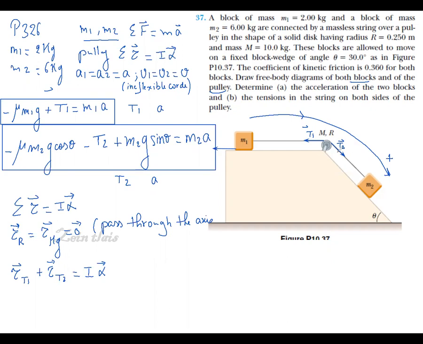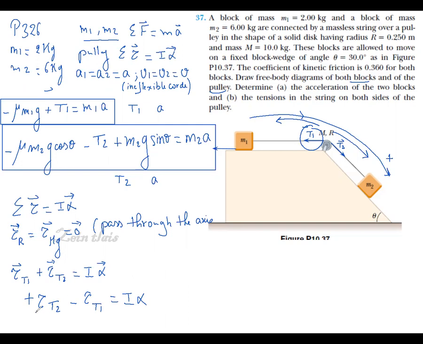As you see, T2 pushes the cord to the right in the positive direction. So you can write directly plus tau of T2. And T1 pushes the pulley in the negative direction. So we can write minus tau of T1 equals I times alpha.